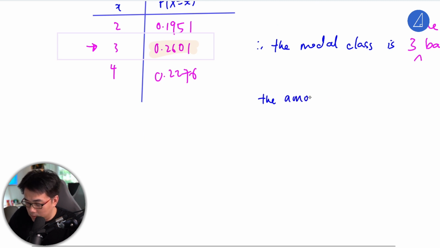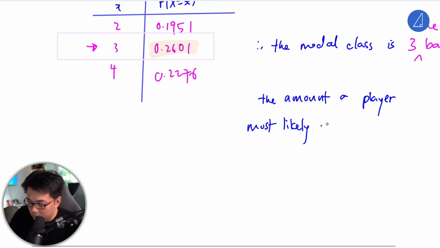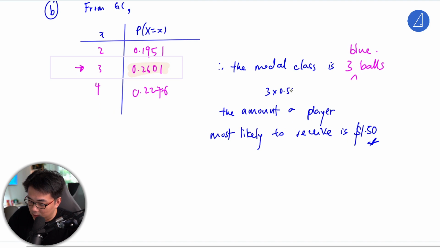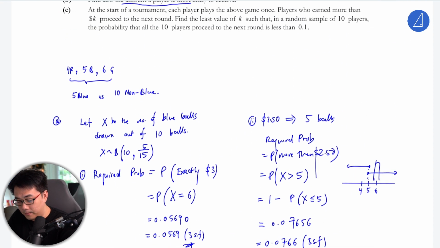amount a player most likely to receive is $1.50. Okay, because you take 3 times 50 cents, right? There you go. That's part B.